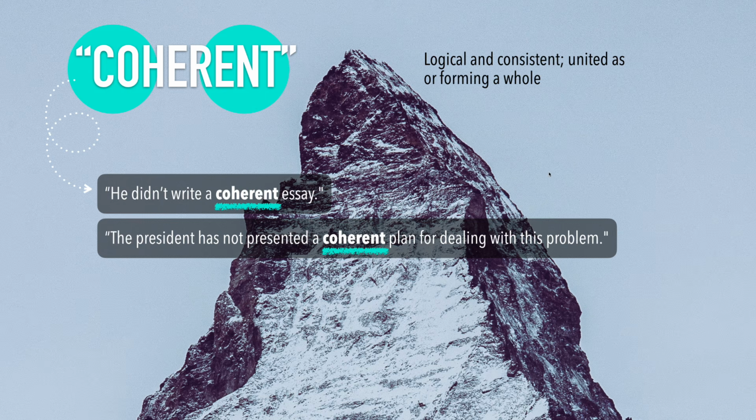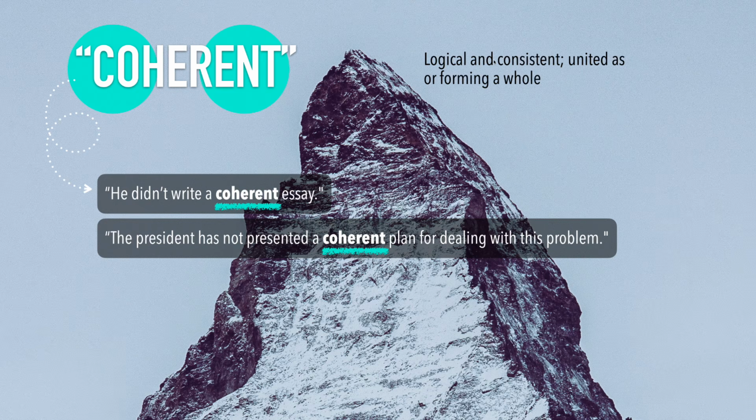Number 2, the president has not presented a coherent plan for dealing with this problem. Again, the president has not presented a logical or a consistent plan to deal with this problem. It's not a coherent plan. So once again, the president has not presented a coherent plan for dealing with this problem.